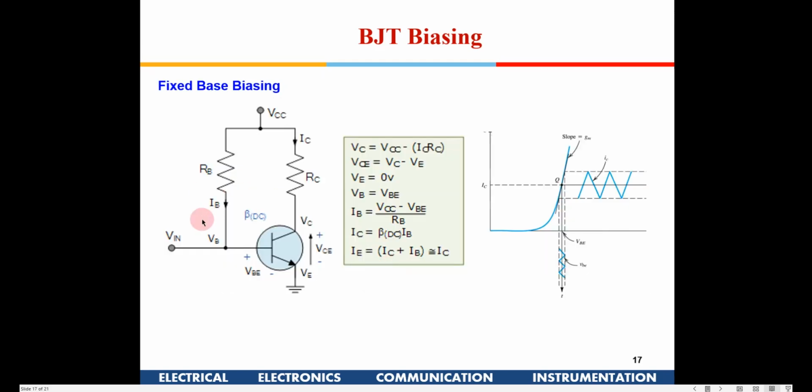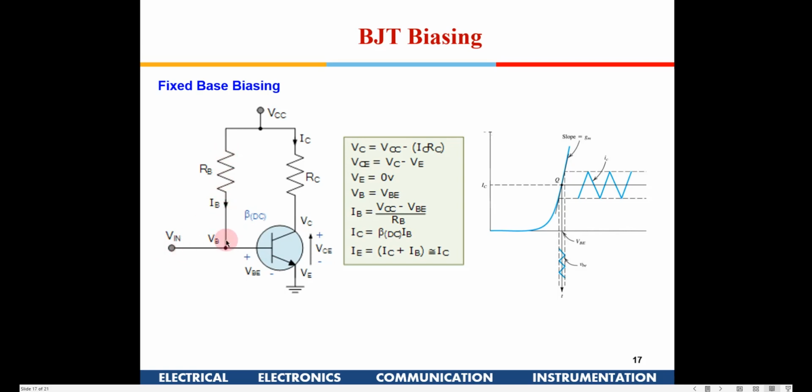Okay, so one of the ways of biasing a transistor is the most simple way, but it has drawbacks, as we will see. You're going to bias this transistor from the power supply. You just put an RB, and then you put a capacitor here and give the AC signal at the input side.